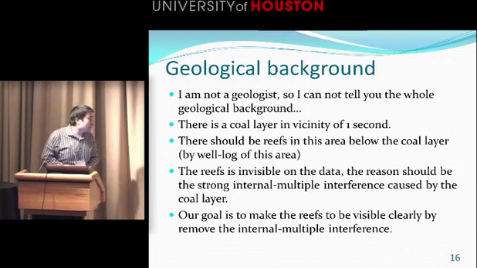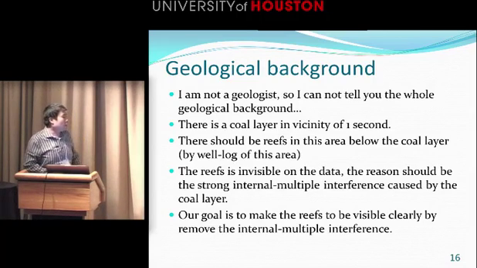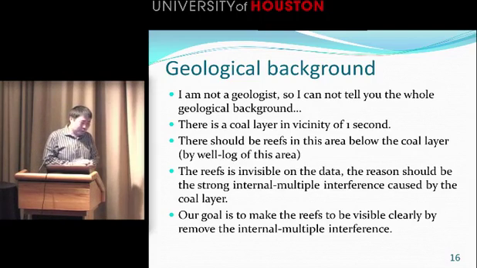So our goal is very clear. We have just one goal: to make the rift visible again, clearly, by removing the internal multiple energy.